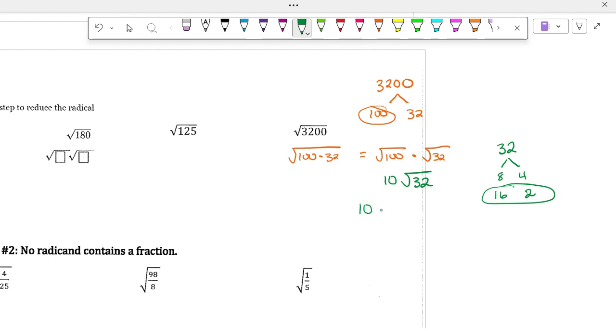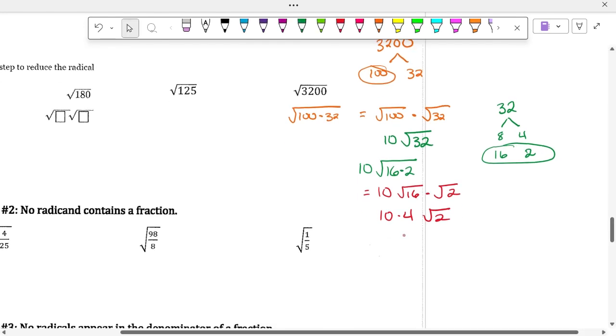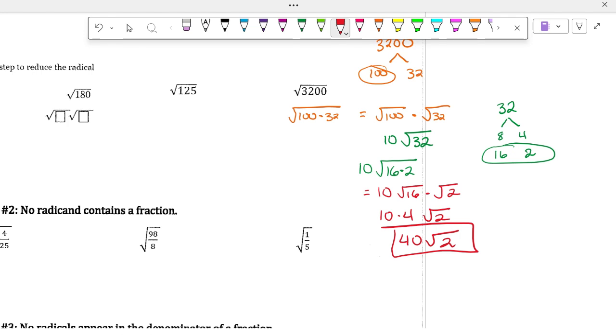So I'm going to leave the 10 on the outside. I'm going to rewrite this as 16 times 2. So that's equal to 10 times the square root of 16 times the square root of 2. So what's the square root of 16? So this is 10 times 4 times the square root of 2. So what's 10 times 4? 40. So this will be 40 square root 2. And since 2 is prime, we can't simplify it anymore, so we're done.